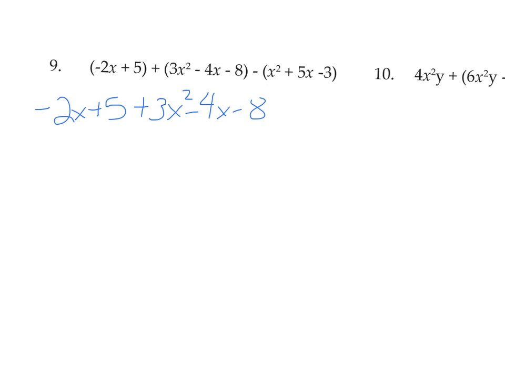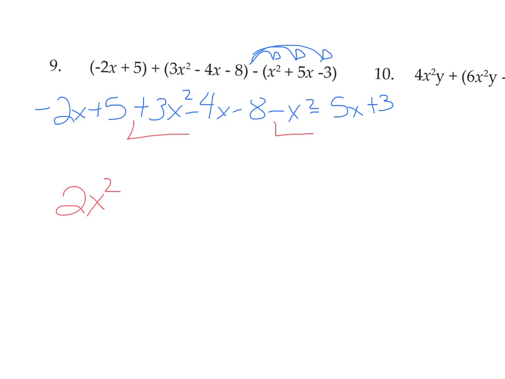minus 8, and then distribute negative x squared, negative 5x, positive 3. Now combine like terms. Start with the x squareds. 3x squared minus 1x squared makes 2x squared, and those are gone.